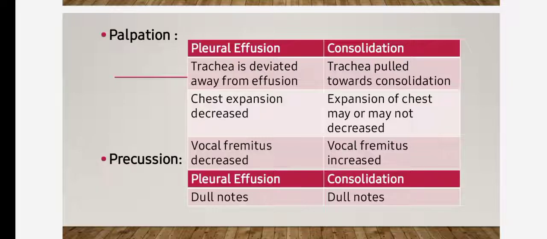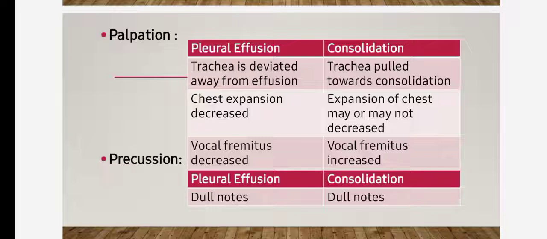It would be in the 4th or 5th intercostal space. Then palpate for trachea. In case of pleural effusion, it would always be away from the affected side, and in case of consolidation, trachea would be pulled towards the consolidation. Chest expansion will be decreased both in case of pleural effusion and consolidation.